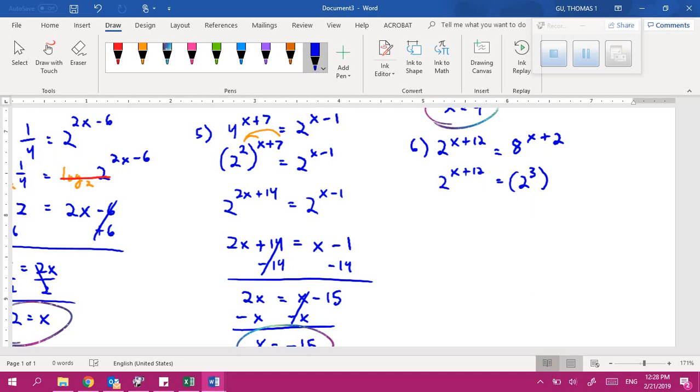And what exponent do I need to put on the outside of that, though? X plus 2. Right, because the 8 is just 2 to the third. I need to make sure that I'm still raising it, though, to x plus 2. Now what do I do from here? Multiply what? Right. So we have 2 to the x plus 12 equals what? 2 to the? That's right, 2 to the 3x plus 6.